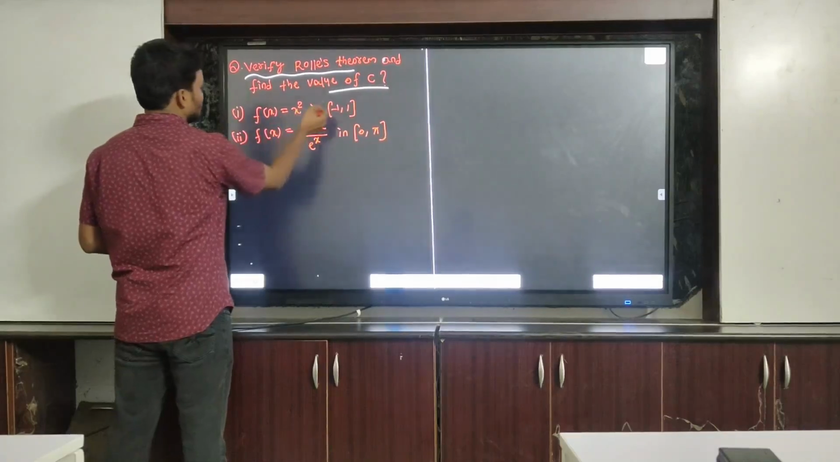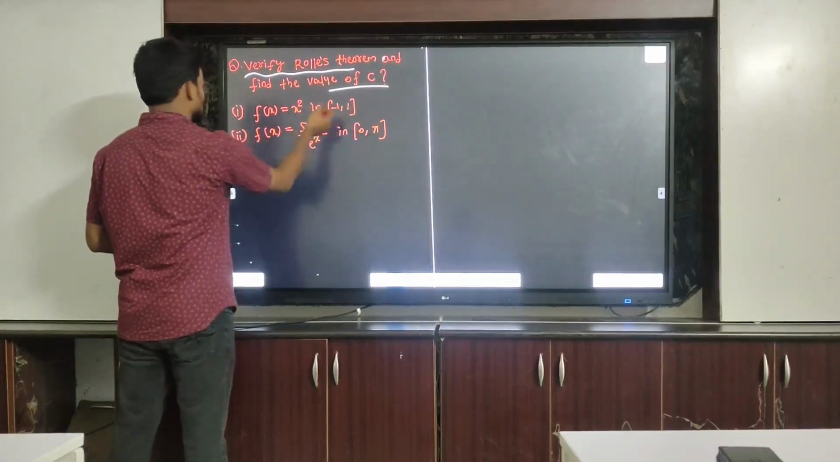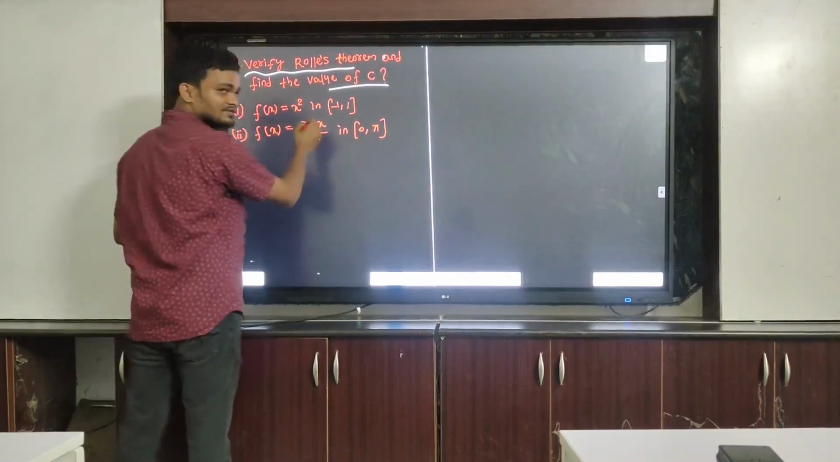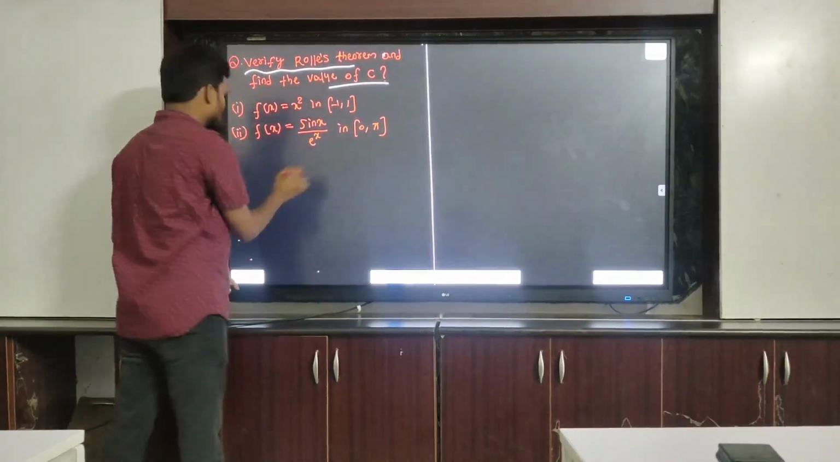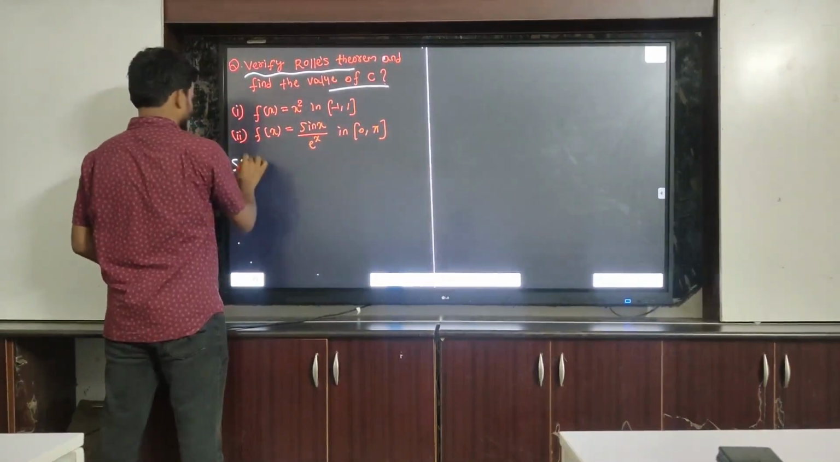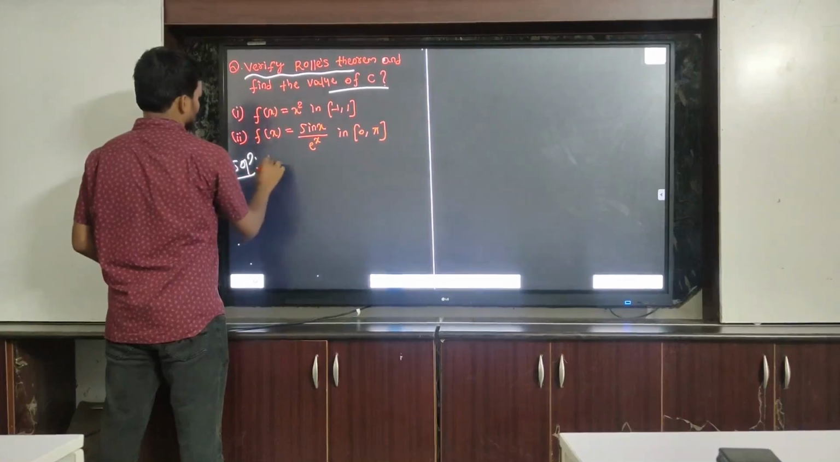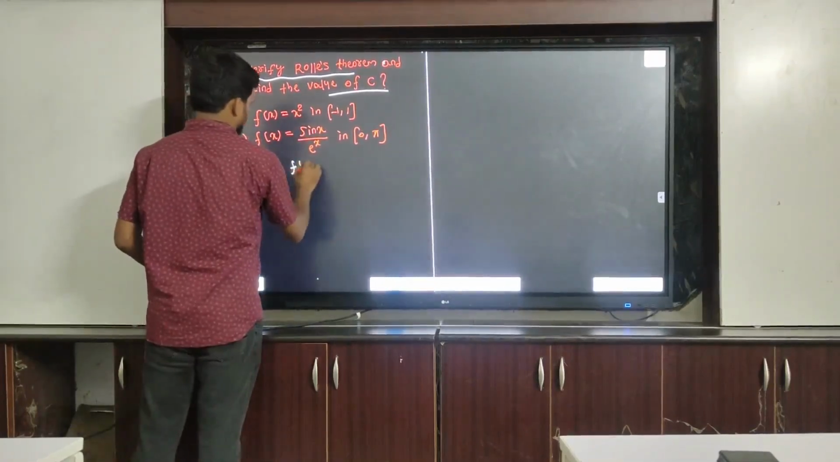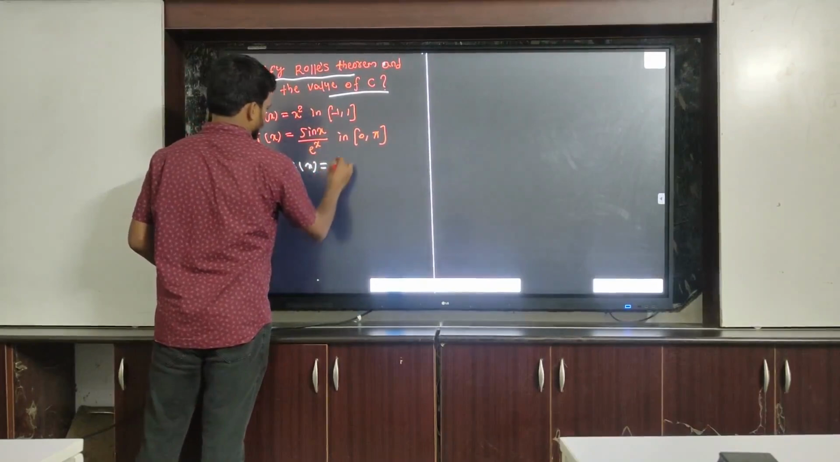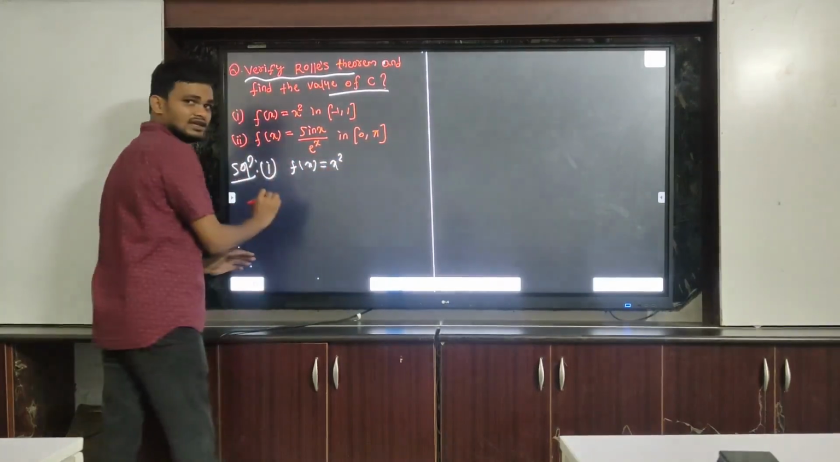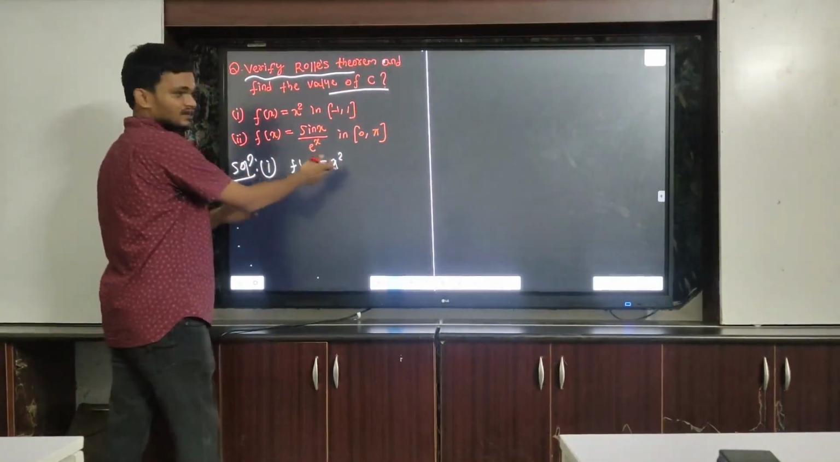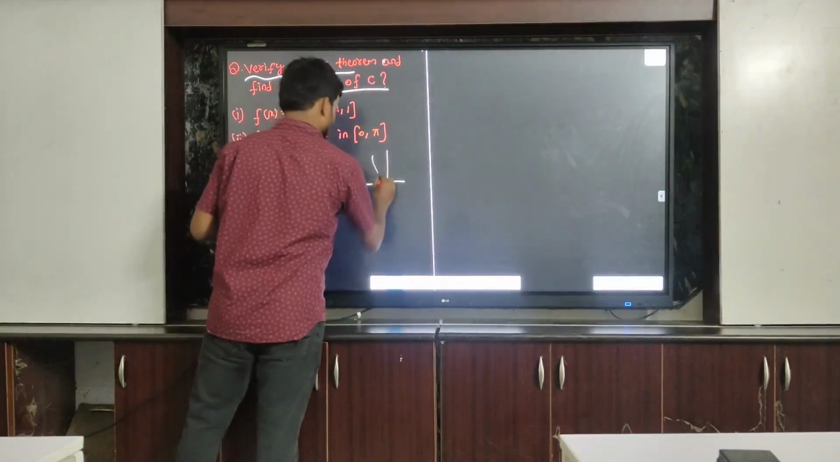For f of x is equal to x square in the closed interval minus 1 to 1, then f of x is equal to sin x by e to the power x in 0 to pi. So question 1. Here f of x is equal to x square. So clearly this is x square, right? The graph is like this.